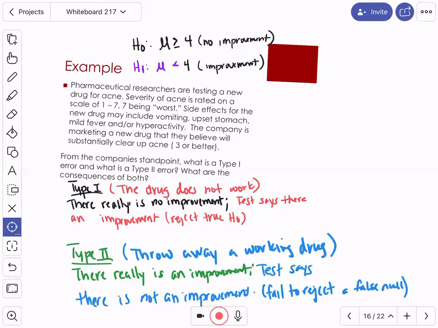Sometimes there's not really a definitive what's worse and what's not. Most of the time, though, on your homework, I think it'll ask you from the producer standpoint, which one is worse, and from the consumer standpoint, which one is worse. Most of the time, type 1s are worse for the consumer, type 2s are worse for the producer. All right, that should be everything you need.